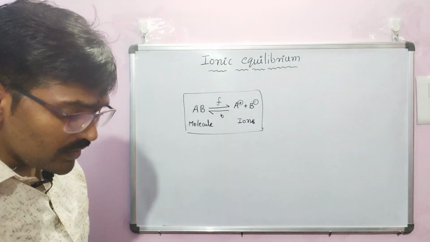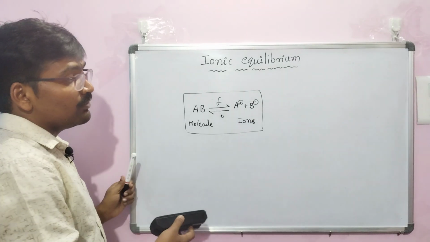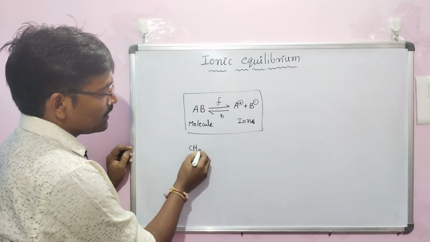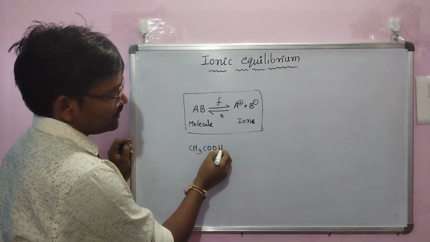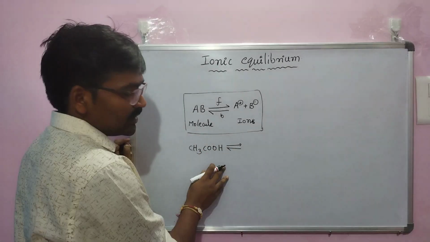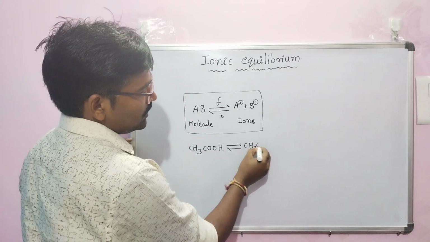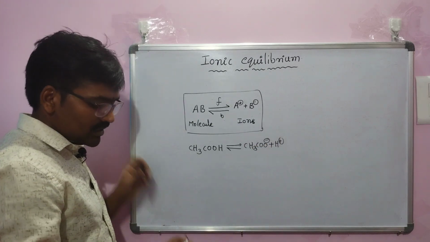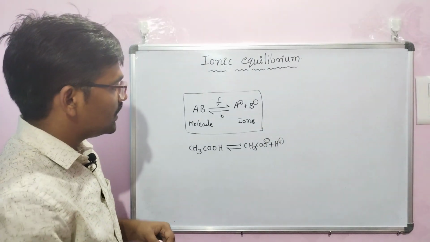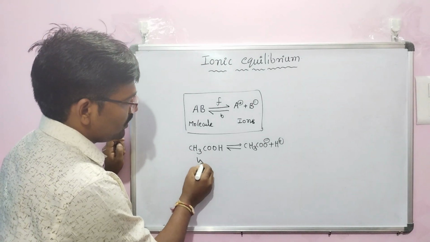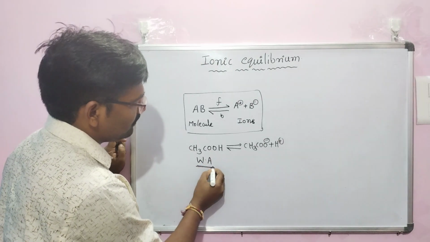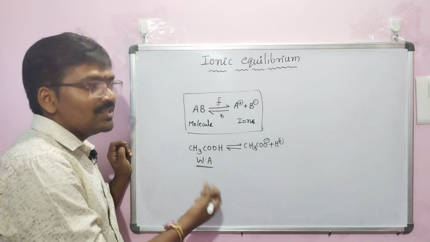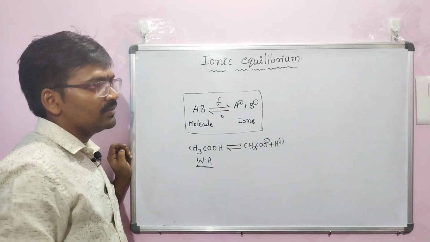Which type of ions will be formed in chemical reactions, sir? For example, CH3COOH will be converted into CH3COO minus plus H plus. Here it is a weak electrolyte, we call it a weak acid. Not complete ionization takes place, so that is why we call it a weak acid.